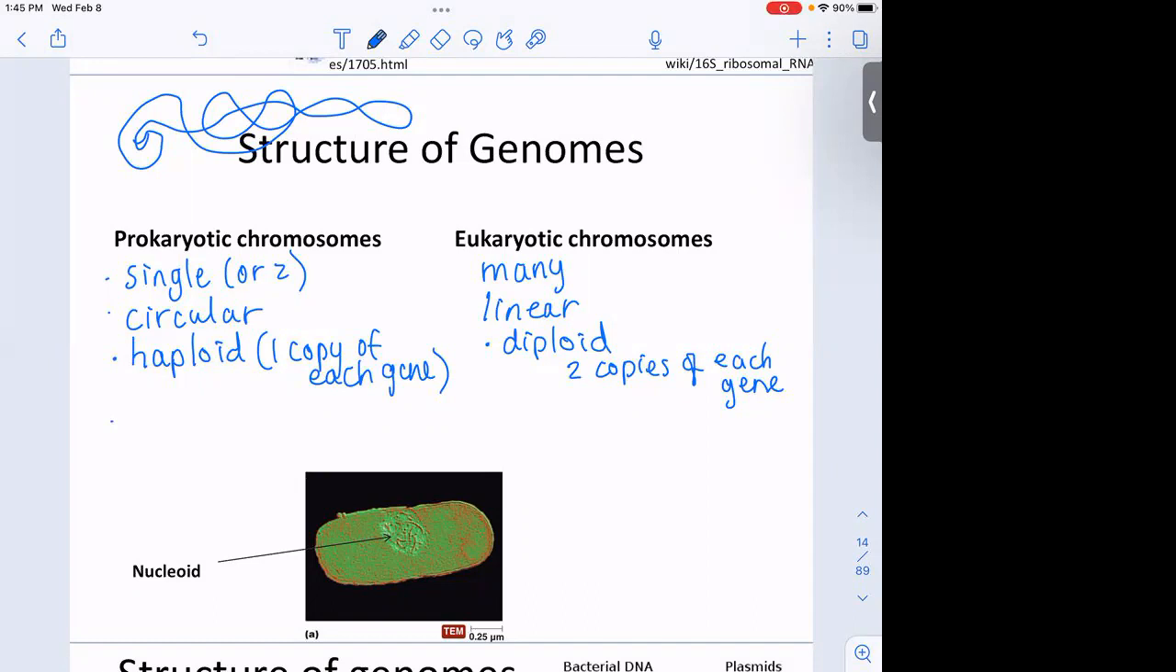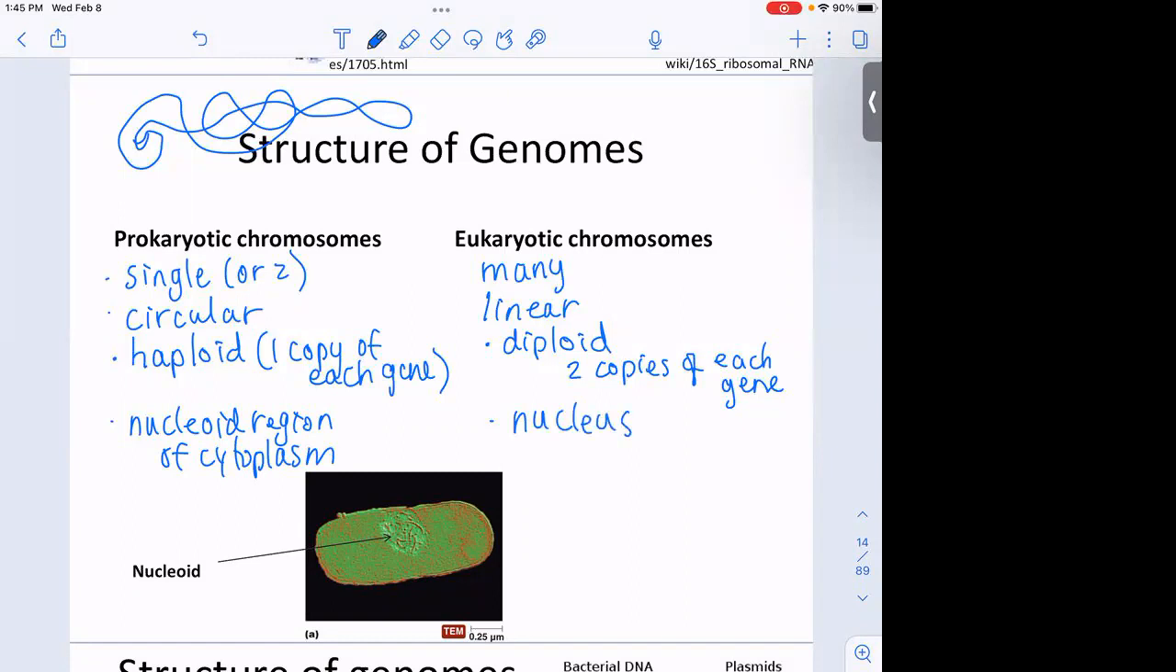One last thing, where the chromosome is located. We talked about this before too, in the nucleoid region of the cytoplasm. And of course for eukaryotes, that's going to be in the membrane-bound nucleus.